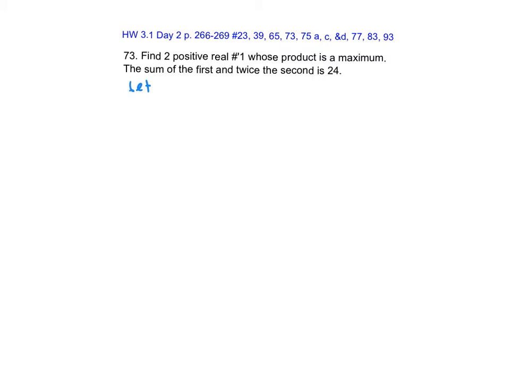So I'm going to say let m equal the first positive real number and let n equal the second positive real number. If you use x and y, it starts to get confusing. So m and n seem to work better. And then we're given some information about the relationship between m and n. We're told that the sum of the first, so that would be m plus twice the second, 2n, is equal to 24. And we're supposed to find these values so that the product is a maximum.